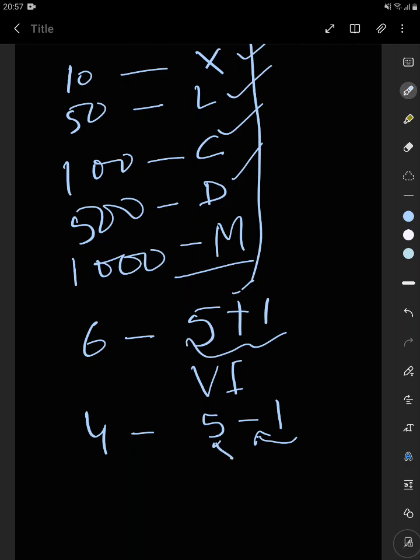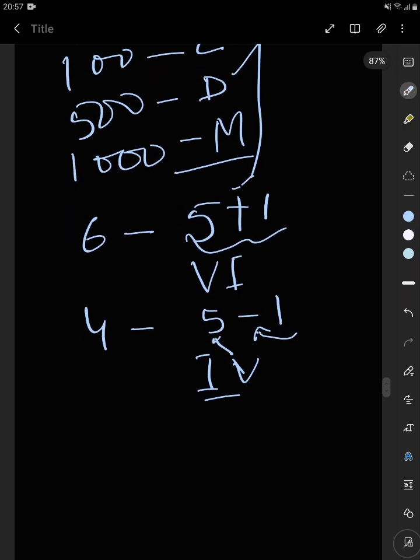Okay, so we'll write 5, and before 5 we'll write I, so it will be 4. If it is minus, always write that much before the numeral it is subtracted from. So take any number, like 17.